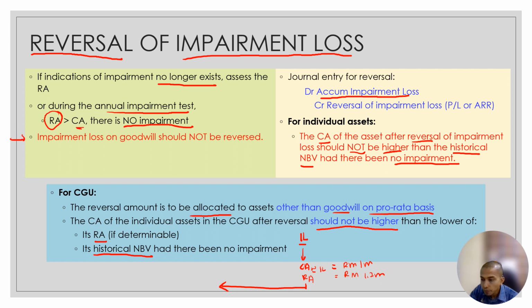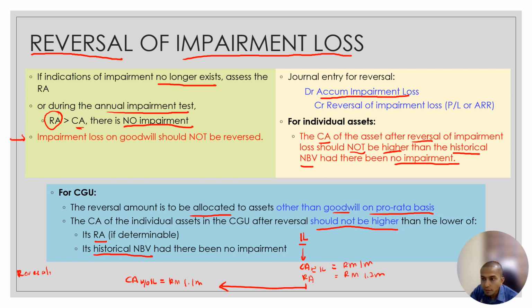Okay, we need to calculate the carrying amount without impairment loss for this year. Let's say this year happened in 2004, so we need to calculate in 2004. After we calculate this, we get the figure. It is RM 1.1 million, right? RM 1.1 million.